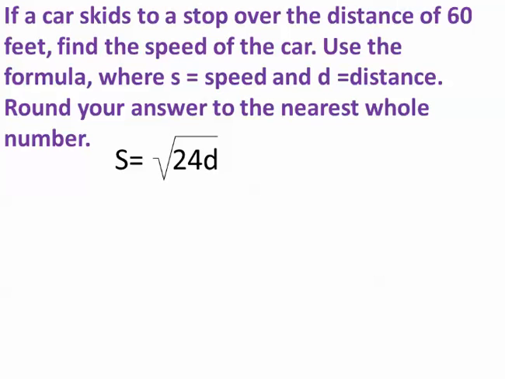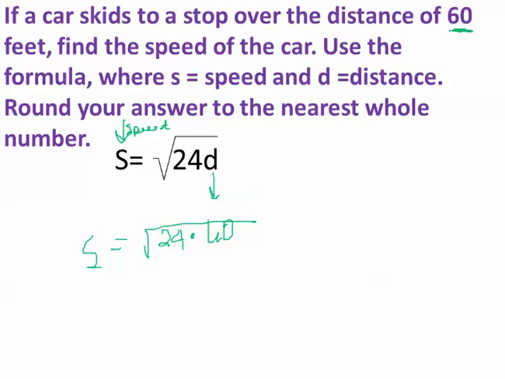If a car skids to a stop over a distance of 60 feet, find the speed of the car. So this is a situation where a car is driving fast and you're trying to stop quickly, and they skid for, it says here, 60 feet. So they want to know, well, how fast? What was their speed if they skidded 60 feet? So they just want us to put a 60 in for that. We'll multiply it by 24, and we'll take the square root of it, and that will be our speed.